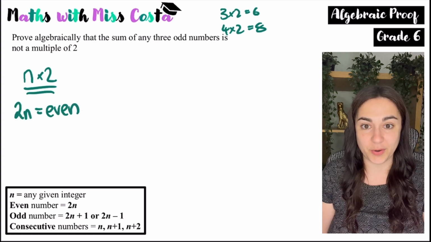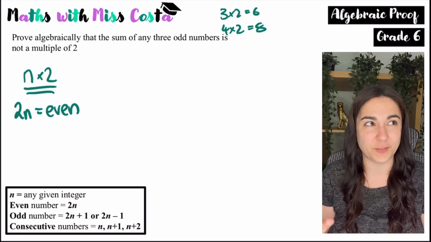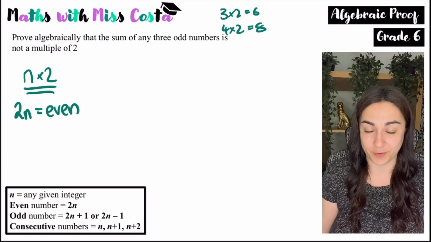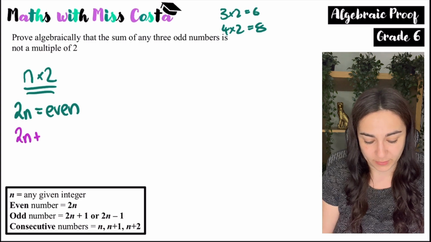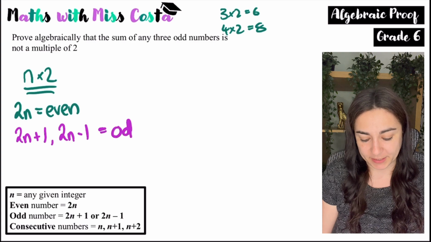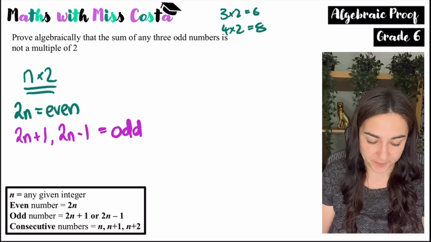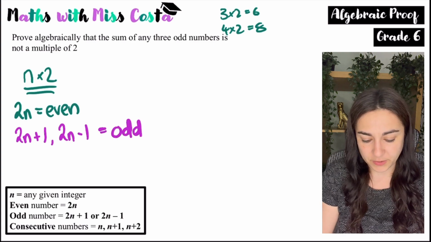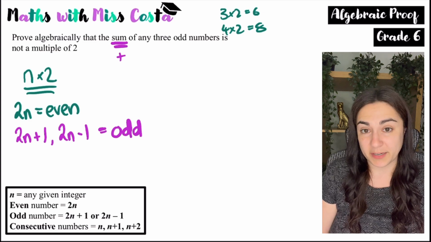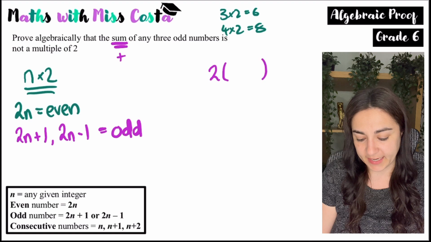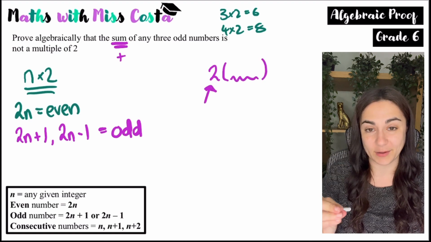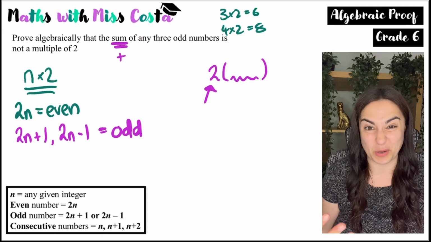Similarly, if I know that any number is even, in order to make it odd, I either add 1 or subtract 1 from an even number. So therefore saying 2n plus 1 or 2n minus 1 is an expression that I use for an odd number. Sum just means addition, and a multiple of anything, if you can factorize it and get it in the form where the multiple is on the outside of the bracket, you prove that it's a multiple of it.